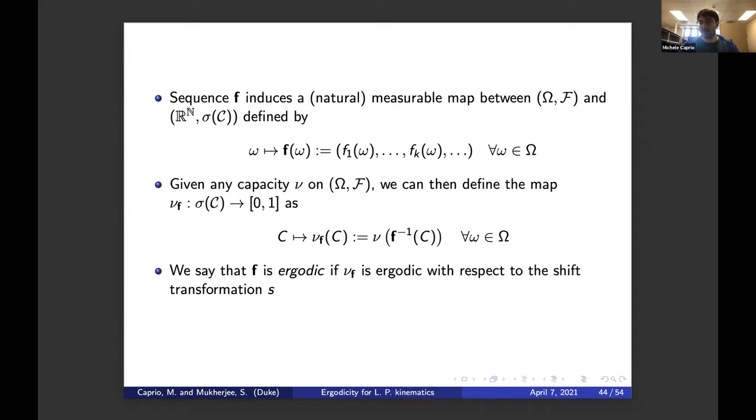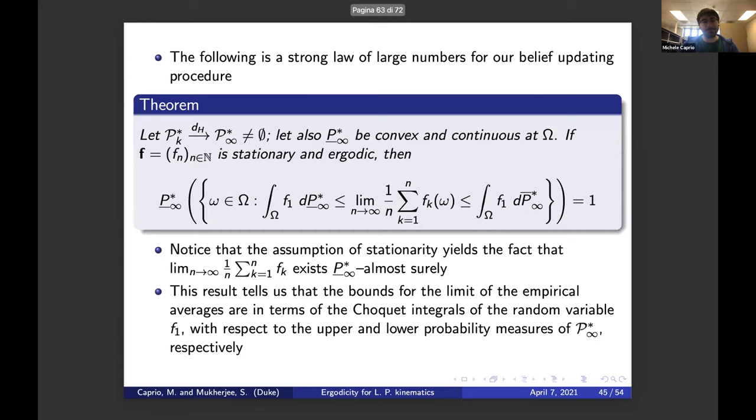So it's just the lower probability counterpart of what happens with regular probabilities. The strong law of large numbers basically tells us that if the sequence converges to P star infinity, and if the lower probability associated with it is convex and continuous at omega, and further, if the sequence boldface f is stationary and ergodic, then the limit of the empirical averages of our functions fk's belongs to the expectation of f1, the first element of this sequence, taken with respect to the lower and upper probability measure associated with the limit set, and this is true almost surely. Notice that the assumption of stationarity right here yields the fact that the limit of the empirical averages exists almost surely.